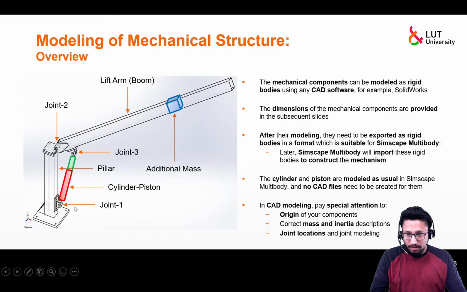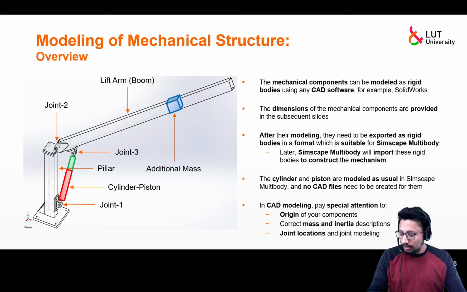Then you have to be very careful with the following things that I'm going to say, these joints. So there is joint 1, then joint 2 which is connecting the pillar with the lift arm, and then there is joint 3. So the cylinder piston is between joint 1 and joint 3. Special care needs to be taken about these joint locations.